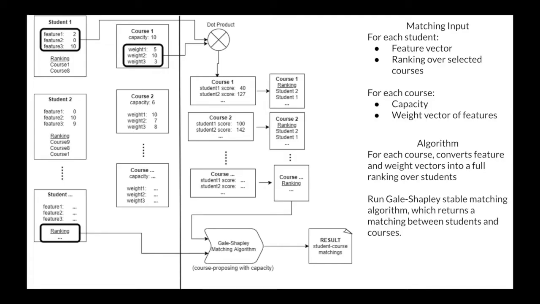The matching algorithm works as follows. For a given course, we calculate a student's score for that course as the dot product between the course's weight vector and the student's feature vector. This is done for each student, and the resulting scores give a preference ranking over all the students for this course. We then use these course rankings over students and student rankings over courses to run the Gale-Shapley stable matching algorithm, with the courses proposing and also having a max capacity. The Gale-Shapley algorithm ensures the result is stable.